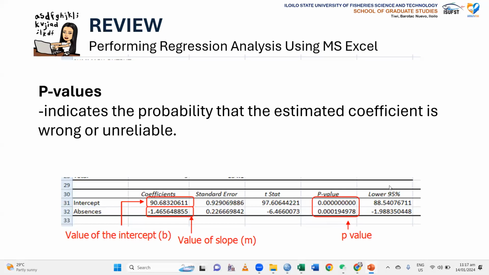That's why, take note, if this p-value for the intercept is less than 0.05, we could use the intercept for prediction purposes. We can also see that the p-value for absences, 0.0019 4978, is less than 0.05. That's why we can also use the absences, the slope for absences, for prediction purposes.